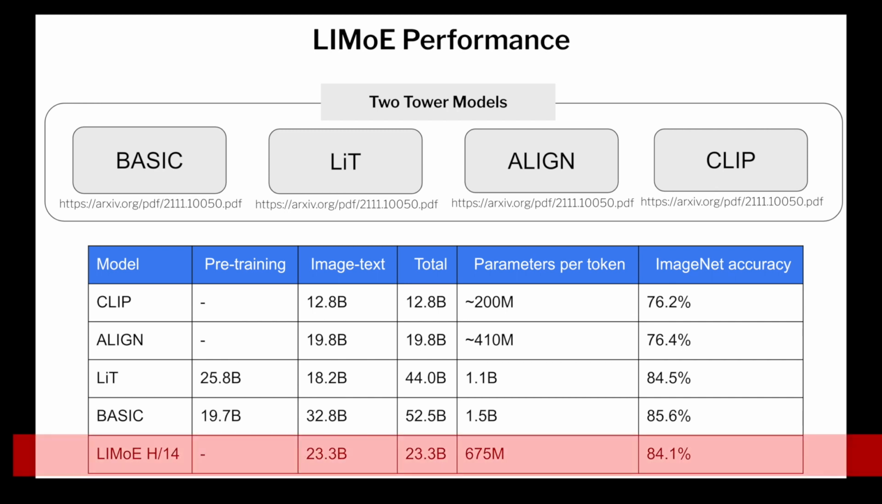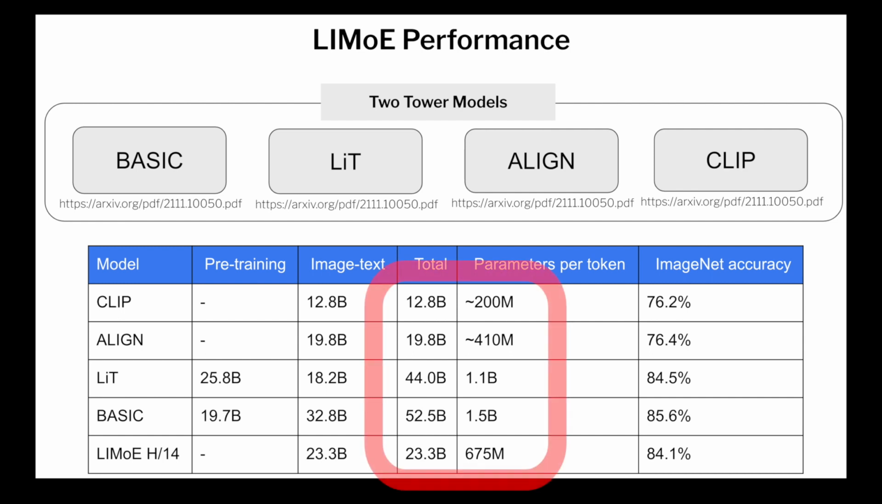The LIMoE H14 model has no benefit from any pre-training or modality-specific components, but still it achieved 84.1% zero-shot accuracy training from scratch. One important thing to remember is that for both LIT and BASIC, the parameter size was almost double that of LIMoE. Looking at parameters per token, LIMoE has just 675 million parameters per token, which makes it a significantly more lightweight model.